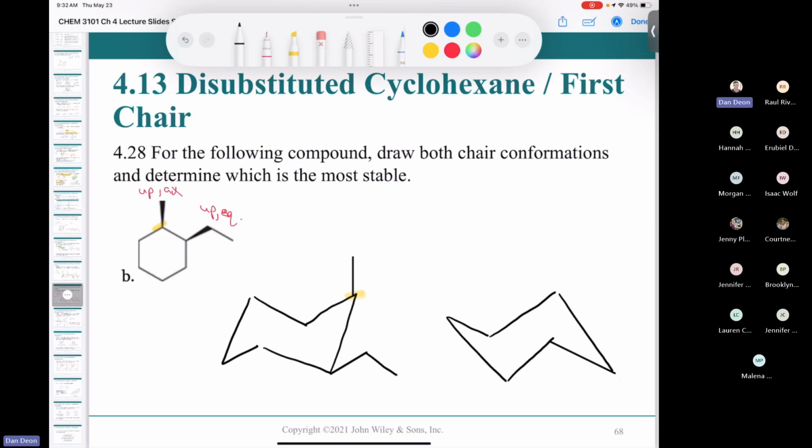So now when we flip the ring, the methyl group is going to be going up, but it's going to be equatorial. And the ethyl group is going to be up and it's going to be axial like this. All right. So the equilibrium is going to lie to the side of the one where the methyl group is axial. Why? Because there's going to be weaker 1,3 diaxial interactions with a methyl group than there would be with an ethyl group. So we would have one here and one here as well, right? The ethyl group is bigger than a methyl. And so this one is going to be the most stable.